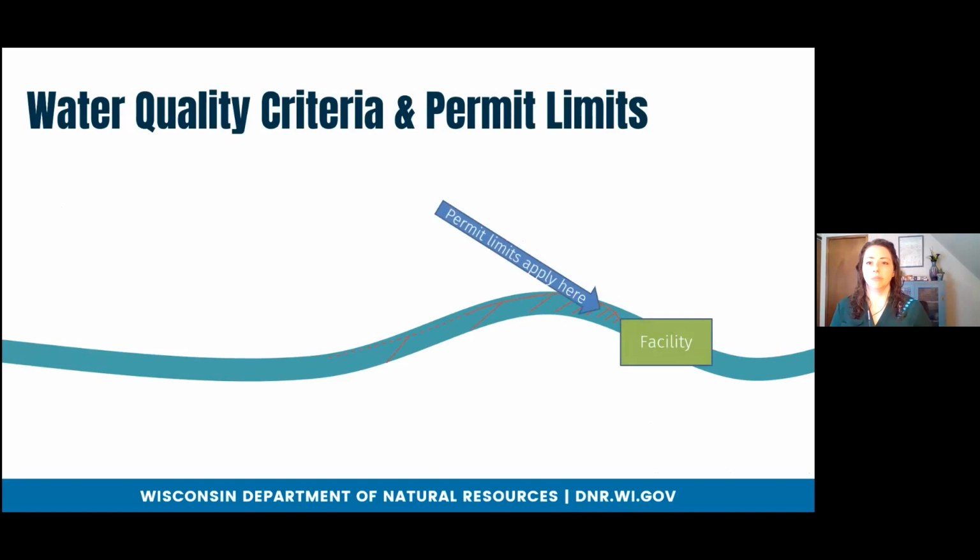Our permit limits would apply here at the discharge point, and they would be issued to protect water quality criteria in the water body itself. So if the water body is small and the discharge makes up a large portion of it, the permit limit may actually be a little more stringent than the criteria. But if it's a really large water body where the discharge makes up a very small amount of it, there may be slightly less stringent permit limits because there's so much water that's available to dilute the discharge.